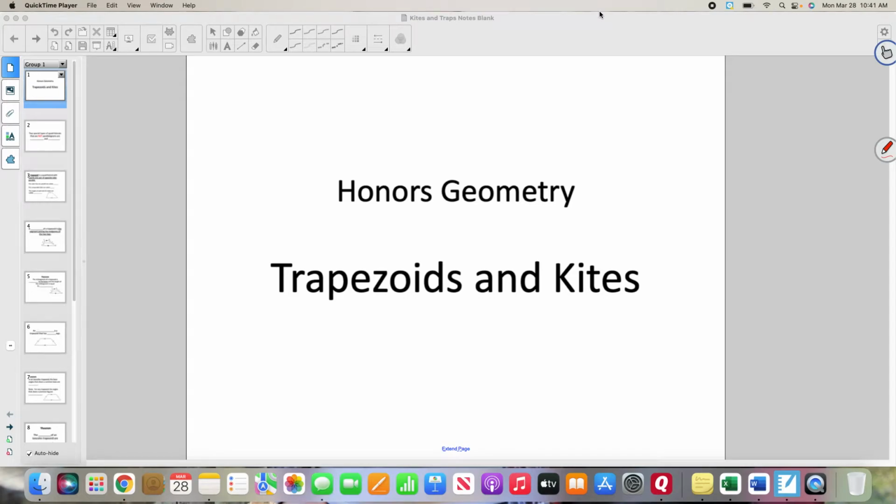Basically I just really like these notes better than the ones I used to have for college prep. So this is what we're going to use. Yours should go left, right, left, right, left, right.